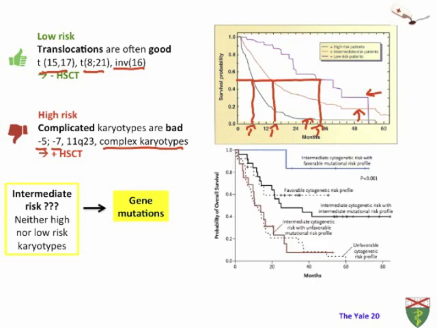Here's the survival curve defined for gene mutations. As you see here, you still have your intermediate risk subtype, your unfavorable cytogenetic profile, and your favorable cytogenetic profile. Now what we really want to focus on is the intermediate subtype. Does this go to the low-risk subtype, or does it go to the high-risk subtype? You can see this in blue for the low-risk and red for the high-risk subtype. So gene mutations are used for this.